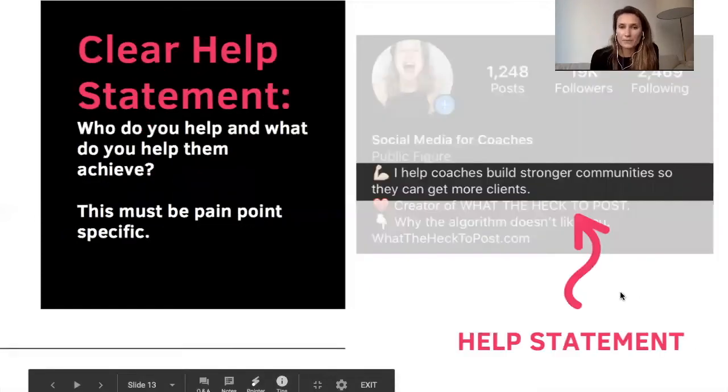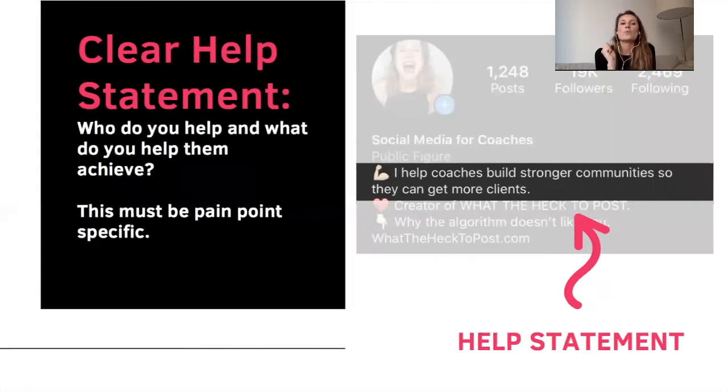The second part, clear help statement. Who do you help and what do you help them achieve? This must be pain point specific. I understand you do a whole lot more than what is included in this bio, okay? So do I, right? But what gets people through the door? What is the first thing people ask for, right? And you know that saying, give them what they want so you can give them what they need? That might apply here, right?